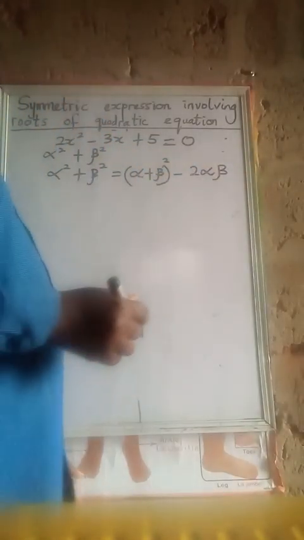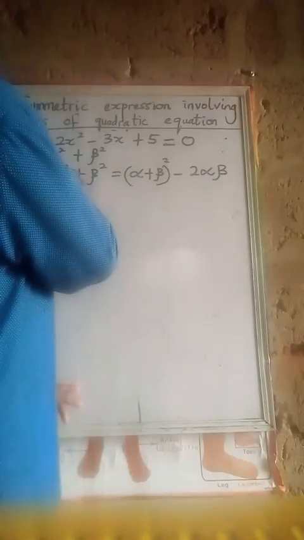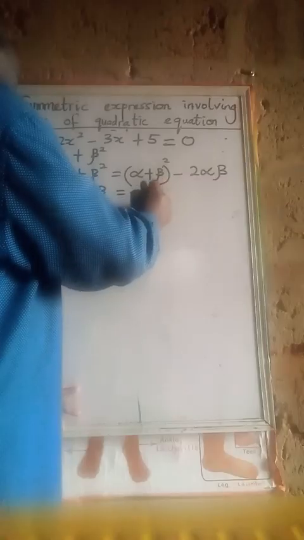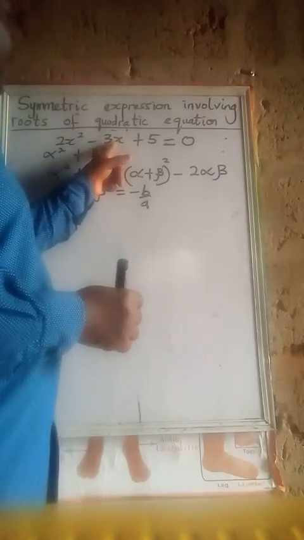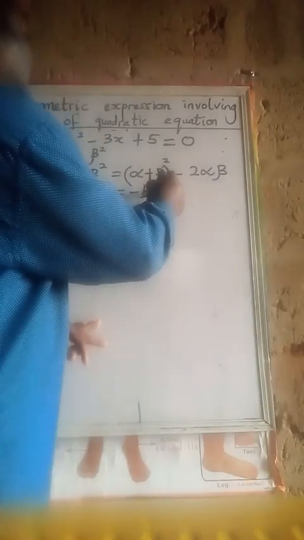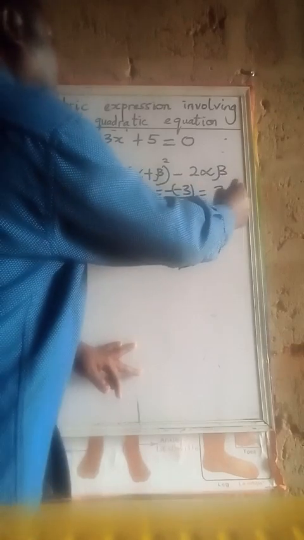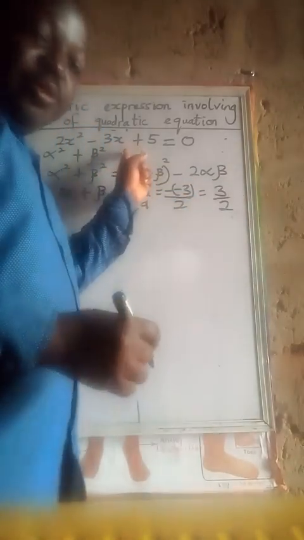So with this, we can now make use of our formula for sum of roots, which is alpha plus beta, that is minus b over a. Then from here, our b is minus 3. So we have minus 3 all over, then a is equal to 2, all over 2. Then minus times minus, that is plus, so this is 3 over 2. So 3 over 2 is the sum of roots of this equation.